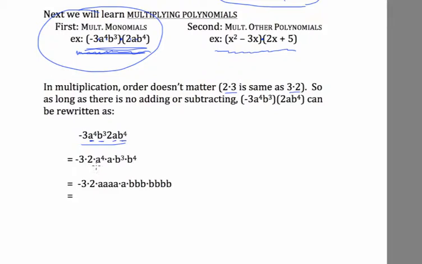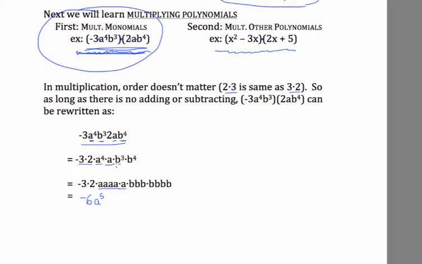Okay. So now let's take a look at these individual pieces. -3 times 2. Well, that's -6. So I can simplify that. Now let's look at this piece, a to the 4th times a. A to the 4th is really a times itself 4 times. A times a times a times a. Times a, so what do I really have here? I really have a times a times a times a times a. A times itself 5 times. How do you write that? Well, a to the 5th power.